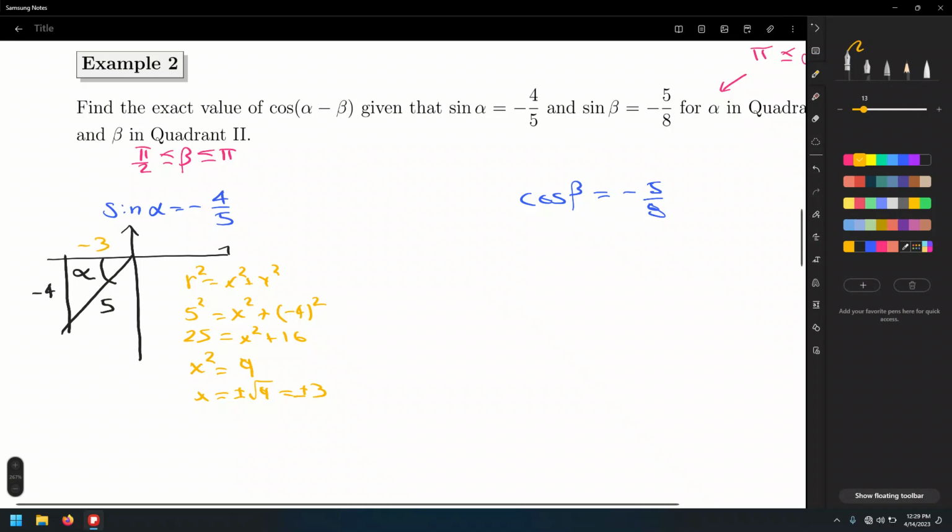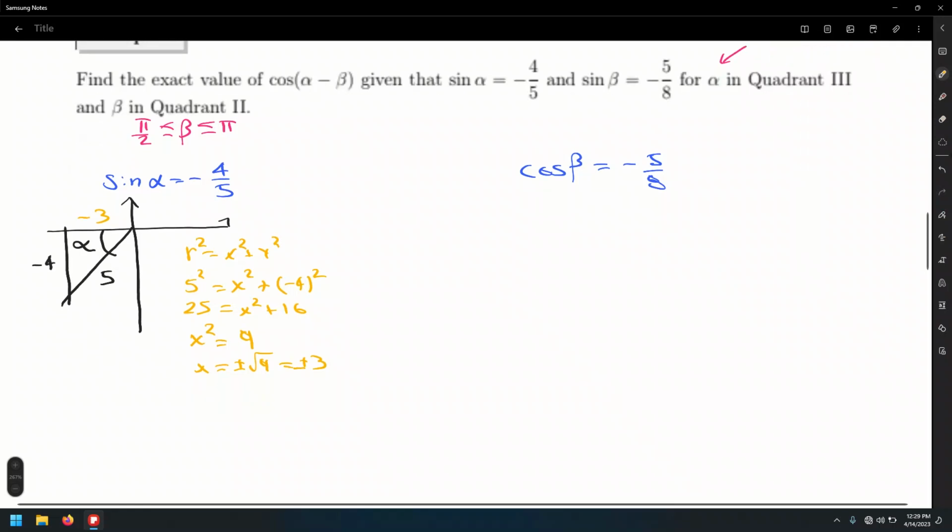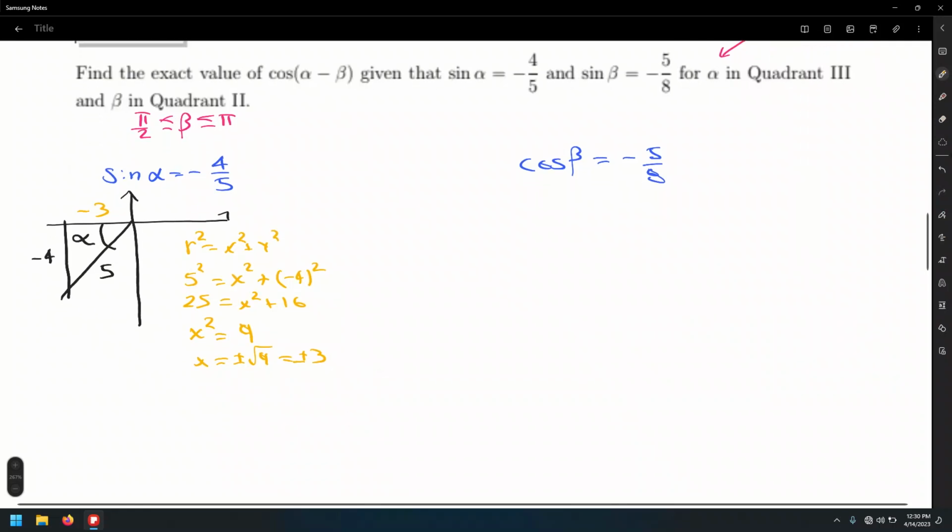Let's do the same thing for the cosine of beta. For the beta angle, they're telling us to go with the second quadrant. What about it? Let's draw a Cartesian plane first and draw a triangle and represent the angle beta here. Well, SOHCAHTOA definition for cosine, that's adjacent over hypotenuse, where in this case the adjacent is -5 and the hypotenuse equals 8. And so we're missing the opposite side.